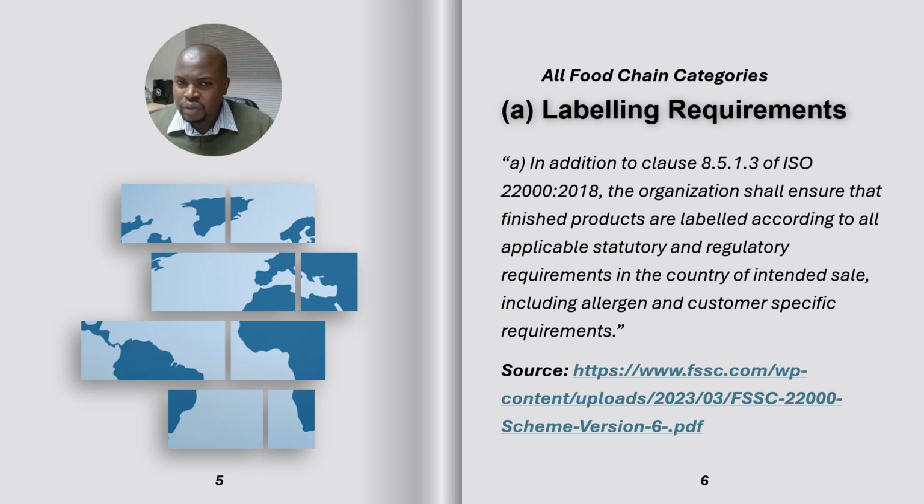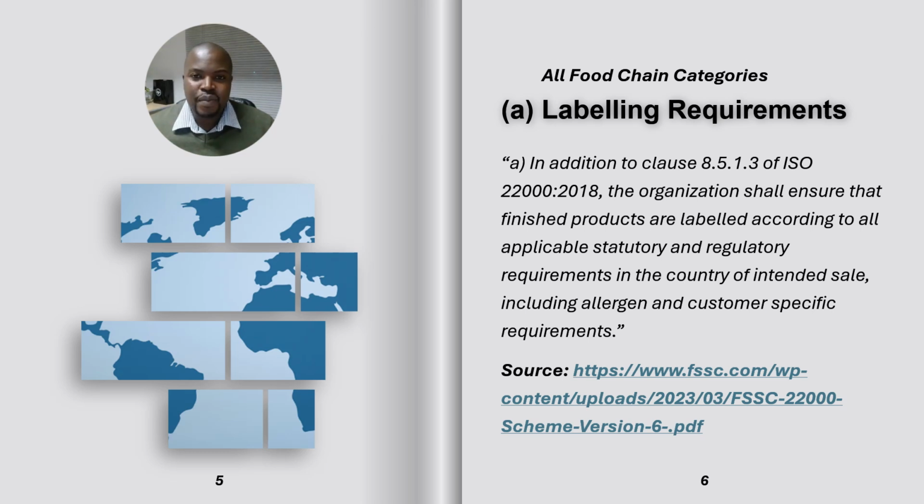Let's look at the examples. What could be the examples? So let's consider a company called Global Snacks. It's a company that we've made up that produces chocolate chip cookies and wants to sell them in both the United States and perhaps countries in the EU.